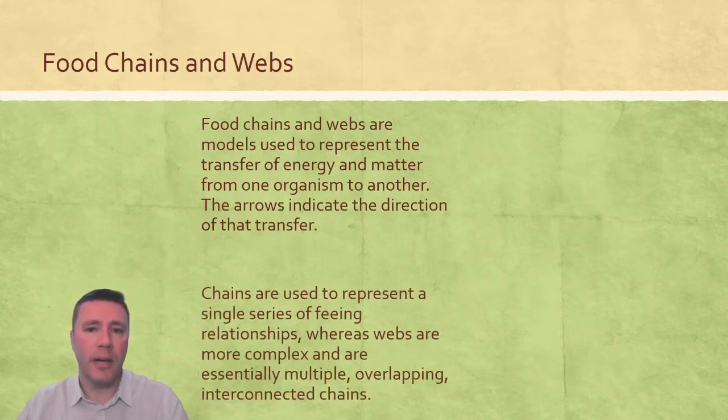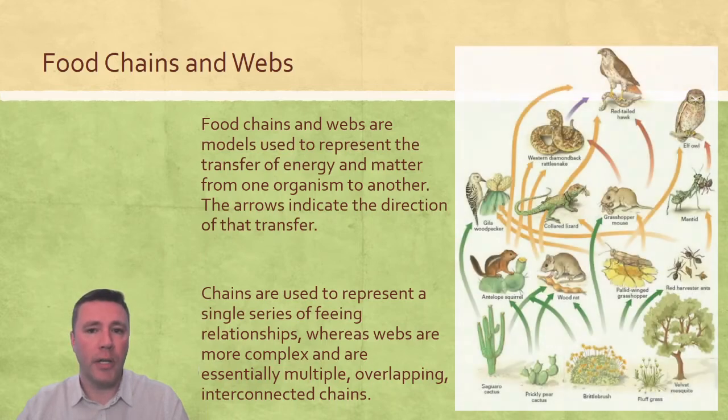The difference is, however, that a food chain shows a single series of feeding relationships, whereas a food web is actually an overlapping series of interconnected food chains. While you would never be expected to have a particular food chain or food web memorized, knowing how to read one is of critical importance.